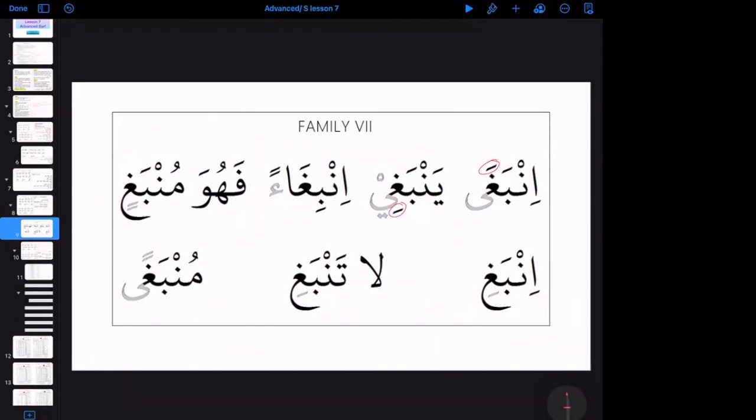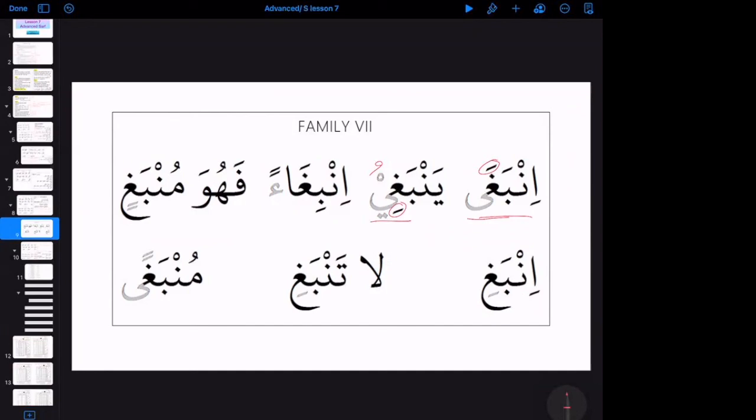Now family 7, imbaga. So it's very easy and the short one, right? So the ajwaf rule we are applying over here. Imbaga, yambagi. So what's going on? Yambagi, the ya becomes silent because we are applying this U and E rule, the naqis rule, you can say. So that's why it is yambagi.